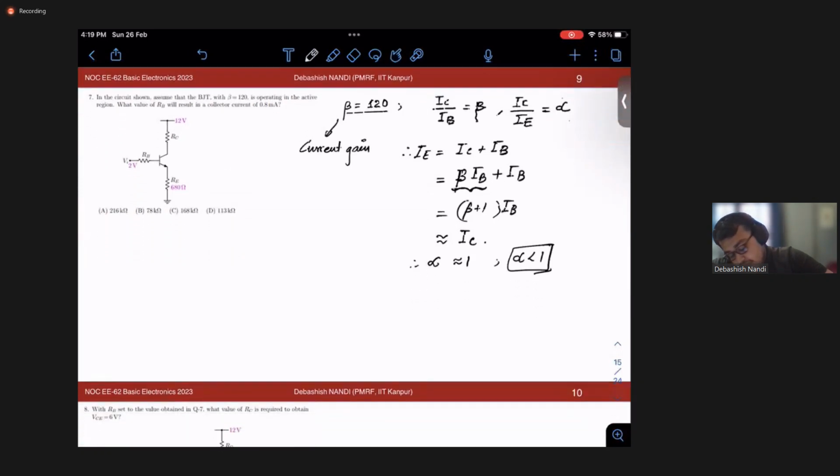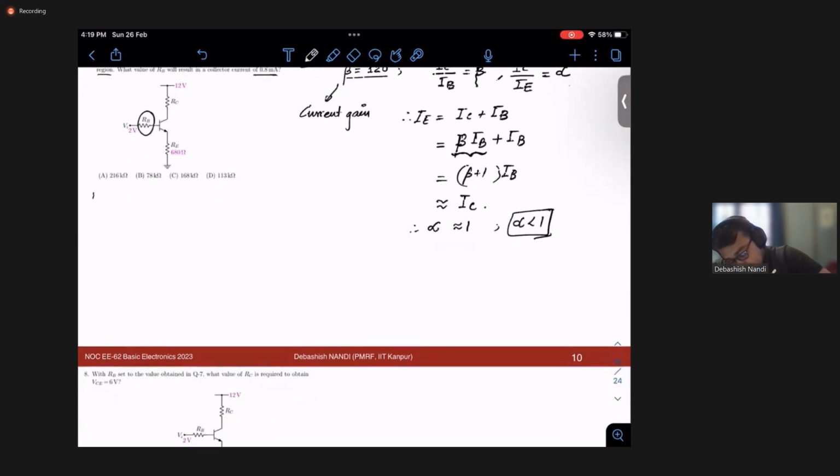So operating in the active region, again, this is forward active. What is the value of RB that will result in a collector current of 0.8 milliampere, right? We need to find out the value of this voltage. Okay, so let me tell you how to solve these problems very easily.